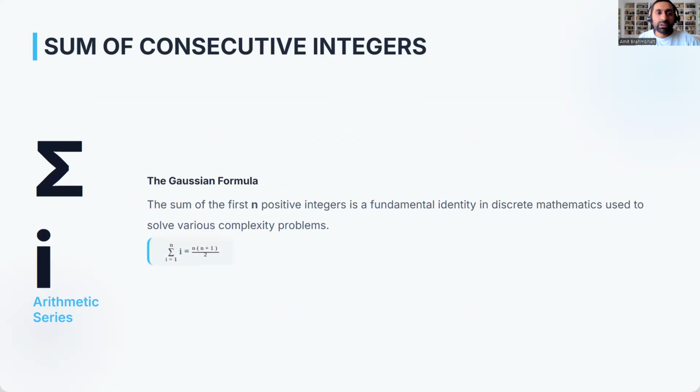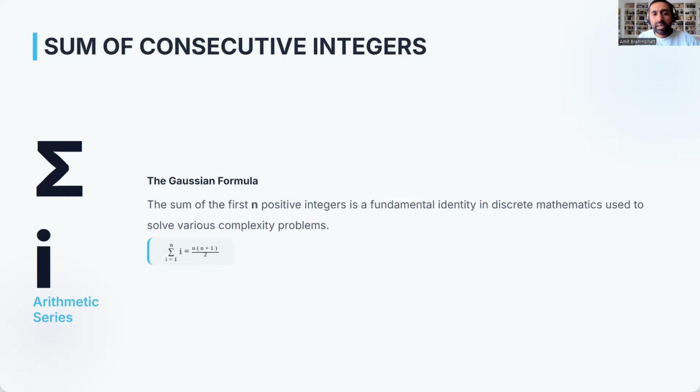Sum of consecutive integers. When evaluating loops in algorithm analysis, we inevitably must sum the terms of a sequence. This brings us to series summation. Consider the summation of the first n consecutive positive integers. Legend holds that Carl Friedrich Gauss derived this formula instantly as a child by pairing the first and last elements of the series, noticing that every pair summed identically to n plus 1.